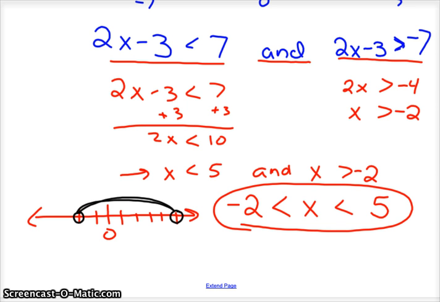Now let me give you one more. So that was an and. Let's give you the opposite, an or one. So let's say we had the absolute value of negative 2x minus 5, absolute value, is greater than or equal to, I don't know, let's go with 9.